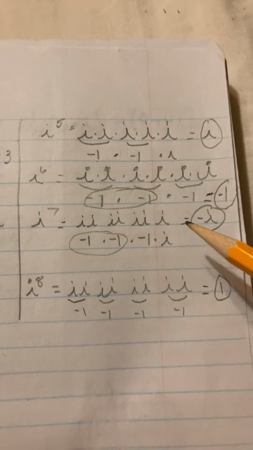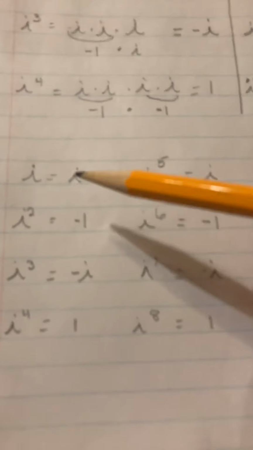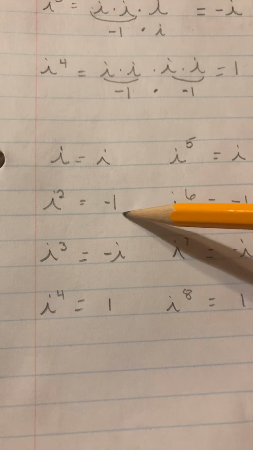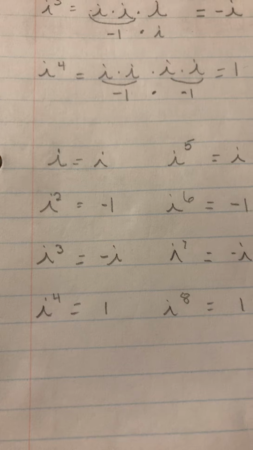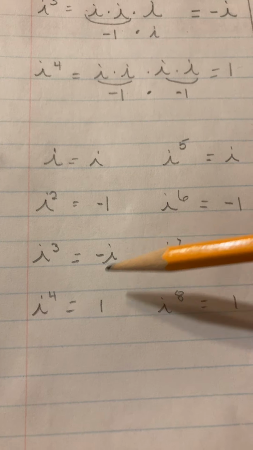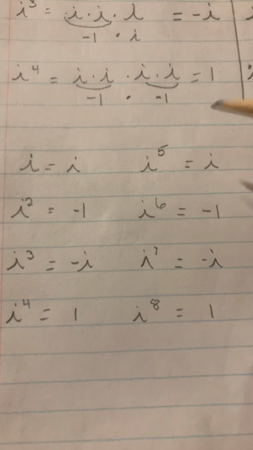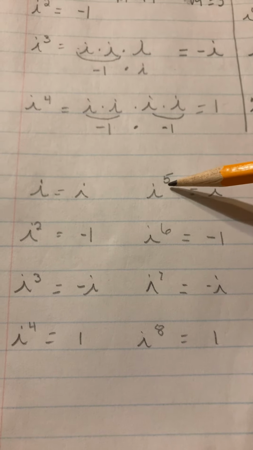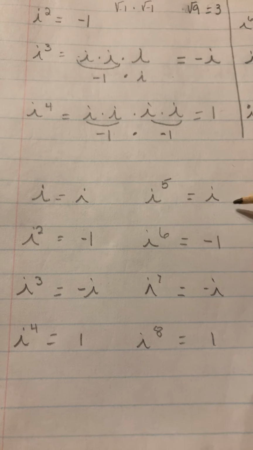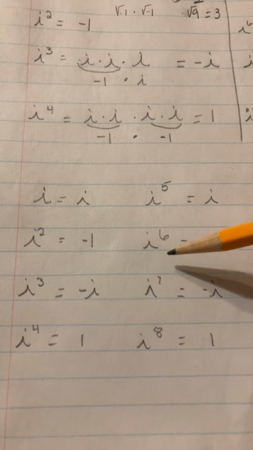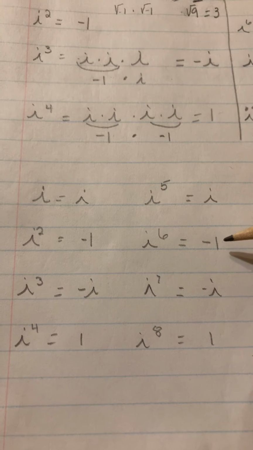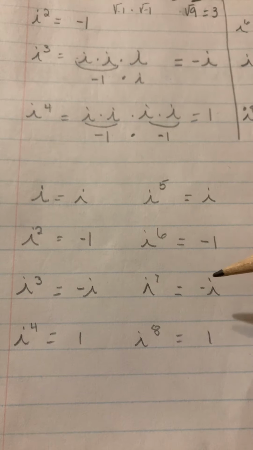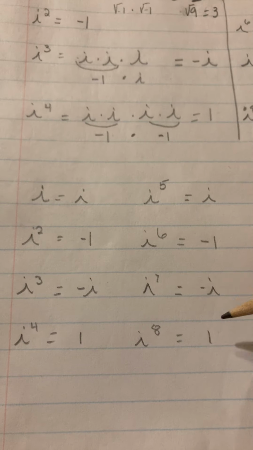Same here. So here's what I wanted you to notice. i to the first is i, i squared is -1, i cubed is -i, i to the fourth is 1, but then it loops its way back around again. So i to the fifth is the same thing as i to the first. i to the sixth is the same as i squared. i to the seventh, same thing. i to the eighth, booyah.